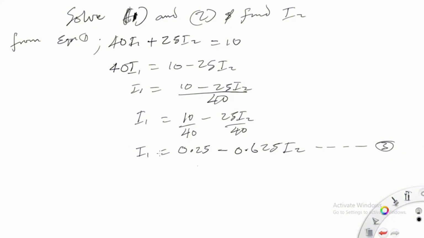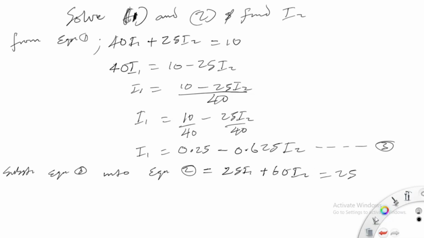So let's now substitute equation 3 into equation 2. Equation 2 was, just for remembrance, 25 I1 plus 60 I2 was equal to 25. This was our equation 2.